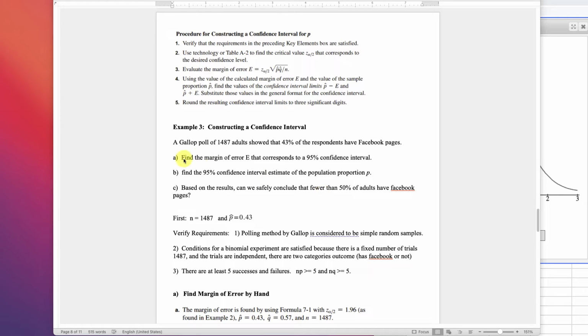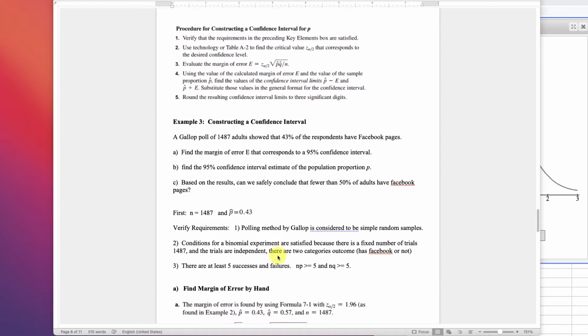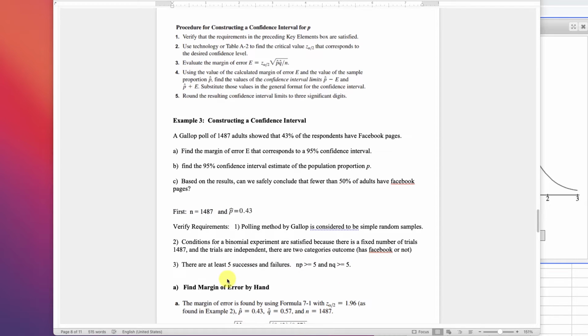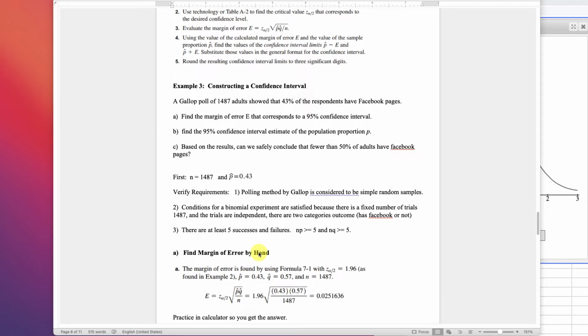Okay, so let's just go with A first. n is 1487, and p hat is 0.43, our point estimate. It's lower than 50% already, and that's what we're estimating the true value to be, right? Verify the requirements. It's a random sample. It's a binomial. There's a fixed number of trials. There are 2 categories, outcome or not. There are at least 5 successes and failures. np and nq are greater than 5, of course, because n is so large.